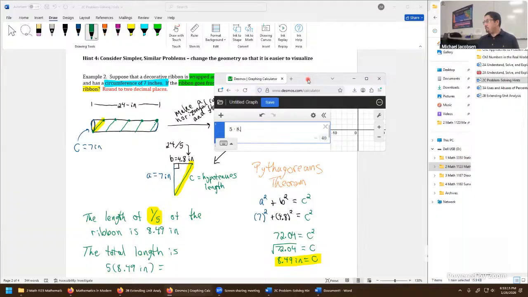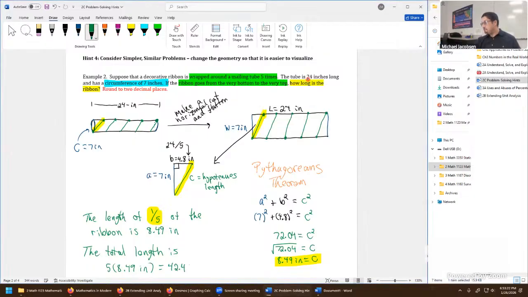5 times 8.49, coming out to 42.45 inches altogether. So again, this one is a pretty bizarro kind of problem in a certain sense. It's really stretching our imagination, seeing things in 3 dimensions, flattening it to 2 dimensions, and then just looking at one small piece so we can analyze through Pythagorean's theorem to get the end result.